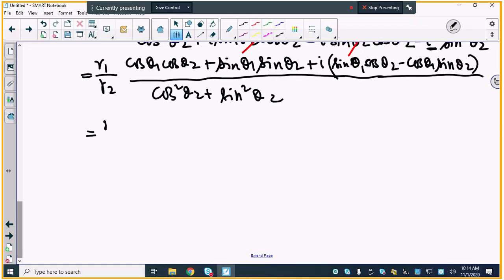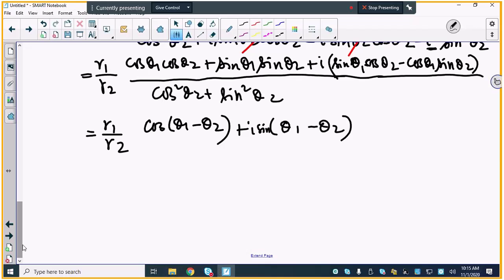because now we are going to go ahead and say that this is equal to R1 over R2. And then on the top you have cosine theta 1 theta 2 plus sine theta 1 theta 2. As I said, this is cosine theta 1 minus theta 2, difference of cosine angles. And then plus I, this is difference of sine angles, so sine theta 1 minus theta 2. And on the bottom you have 1, that's a Pythagorean identity, and we're done. So that's the formula for division.